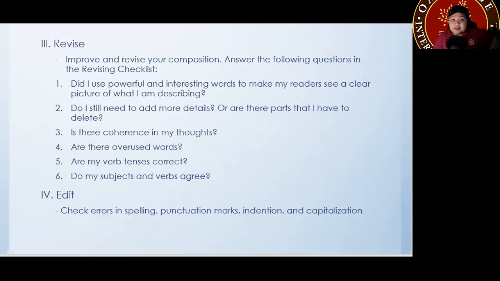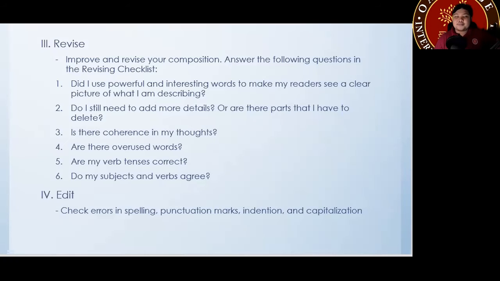Is there coherence in my thoughts? That means, do my thoughts give a clear meaning? Does it all connect with one another? Are there overused words? Am I always using the same words? Are my verb tenses correct? Do my subjects and verbs agree? Very important, subject-verb agreement. You are already grade 6, and I am expecting that you already know your subject-verb agreements.